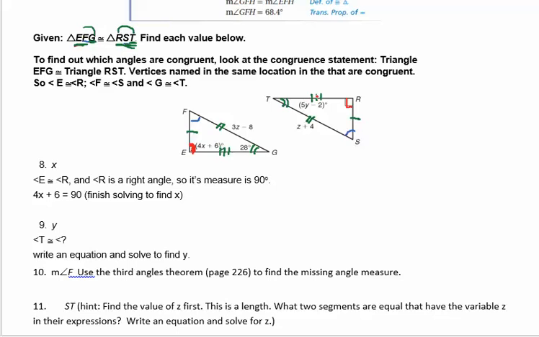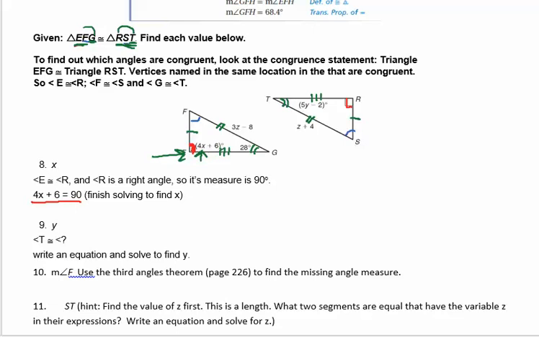All right, so the first thing that we're asked to find now that we have everything labeled is x. So we need to look at where x is in these two triangles, and I see that there's an x right here, and that is the expression for an angle. See the little degree mark? It's pointing to angle E, telling me what angle E is. And angle E is congruent to angle R because I marked them both the same. They're both right angles, so its measure is 90. So you're going to write an equation, 4x plus 6 is equal to 90, and finish solving to find x.